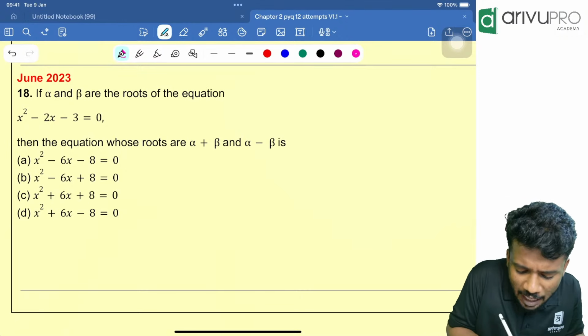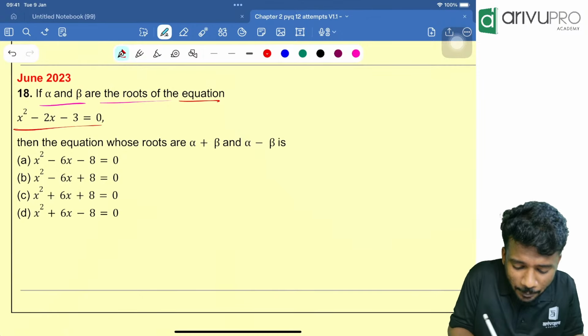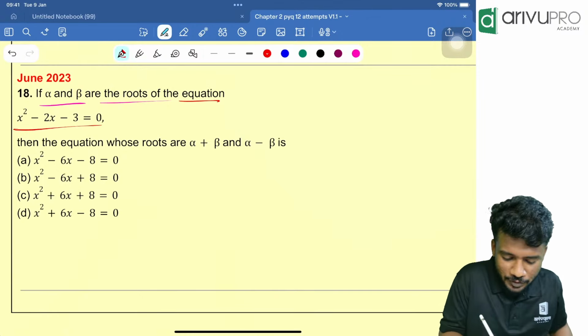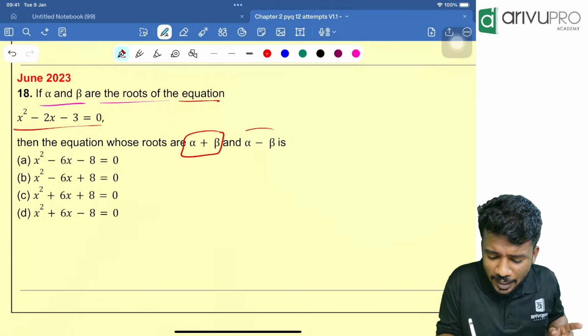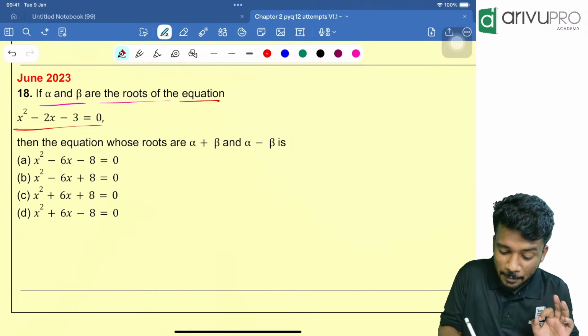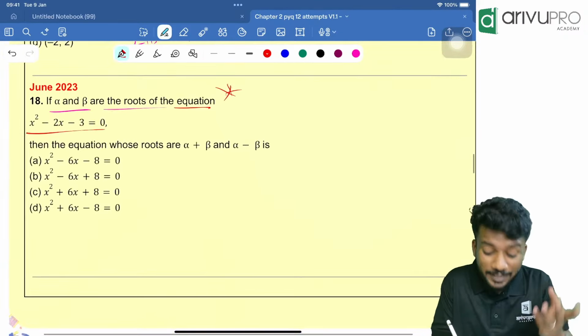If alpha and beta are the roots of the equation x square minus 2x minus 3 is equal to 0, then find the equation whose roots are alpha plus beta and alpha minus beta. People, this type of question is almost there in all the chapters. Yes, almost there in all the attempts.